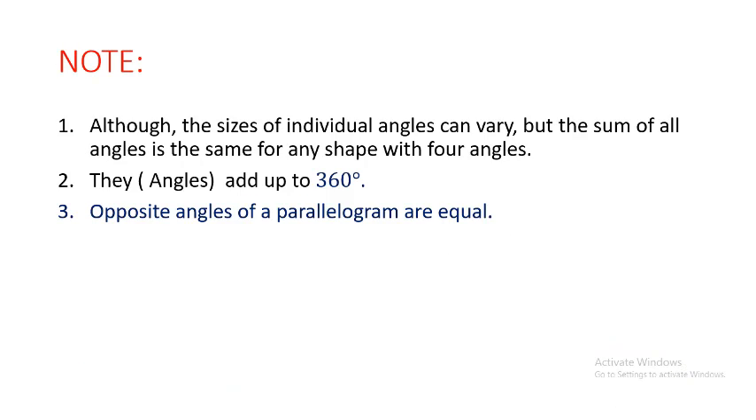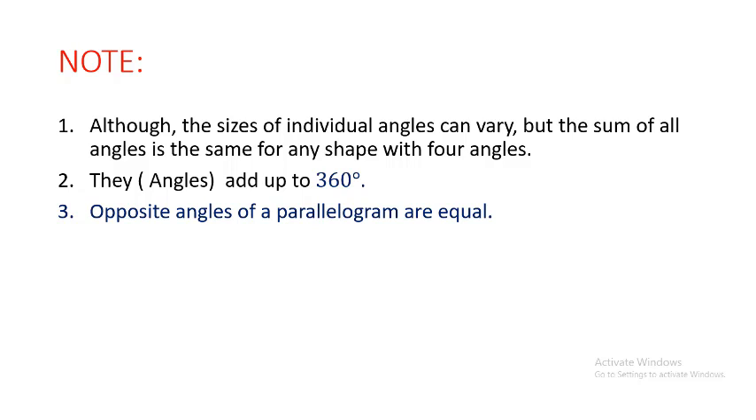Now let us take note that although the sides and individual angles can vary, the sum of all angles is the same for any shape with four angles. This means that if we add these four angles, the sum will be the same. So all angles add up to 360 degrees. It means that if we add these four angles, the answer will be 360 degrees.